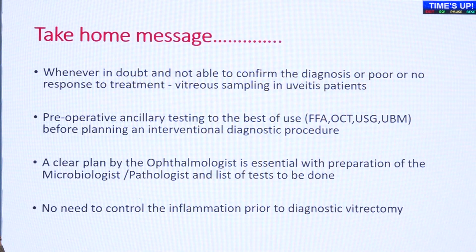So the take-home message is that whenever you are in doubt and not able to confirm the diagnosis, or there is a poor or no response to treatment, please do a vitreous sampling in uveitis patients. Preoperative ancillary testing to the best of use, like FFA, OCT, ultrasound and UBM, should be done before planning any interventional diagnostic procedure. A clear plan by the ophthalmologist is essential, with preparation of the microbiologist and pathologist and a list of the tests to be done.